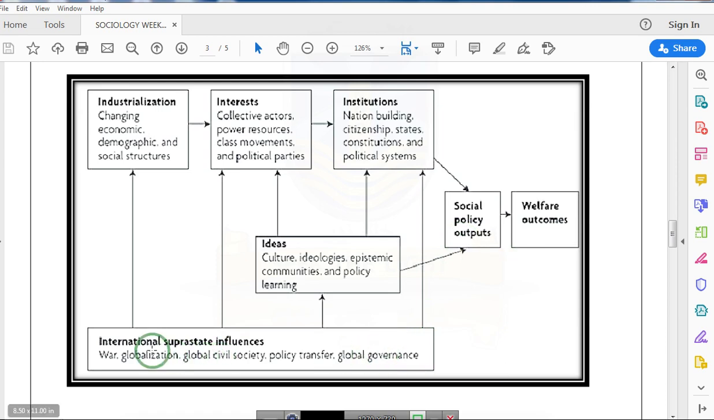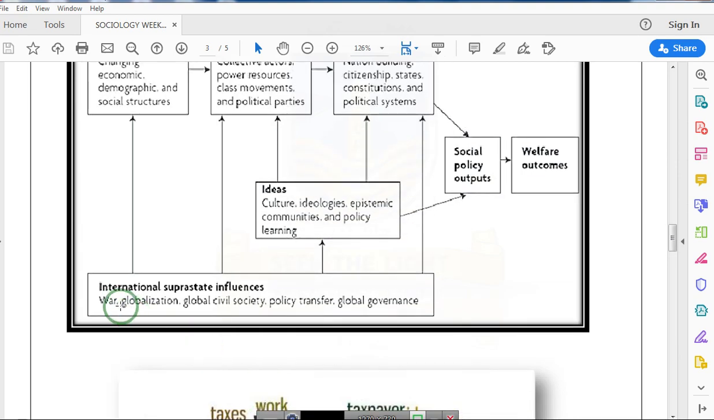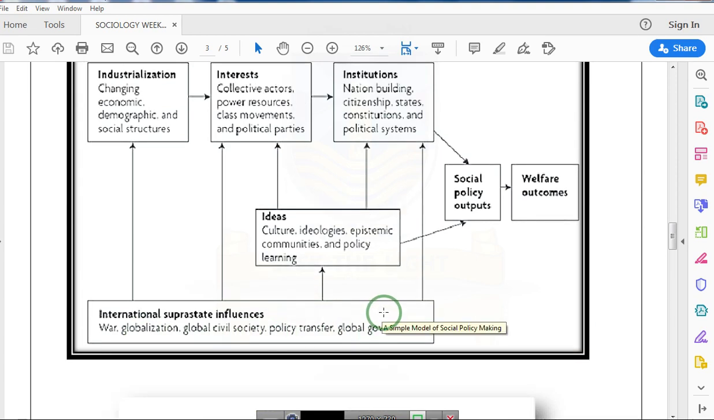And here, international suprastate influences. These are the dynamic or influencing factors above and beyond the state. So, war, globalization, global civil society, policy transfer, and global governance. These are some of the main factors, and by nature, these are international suprastate influences.